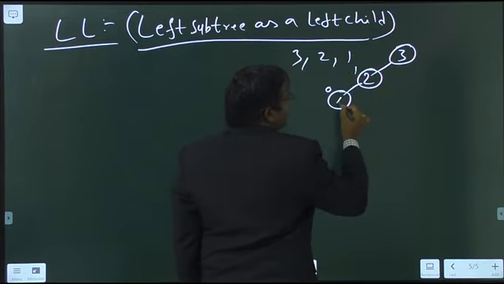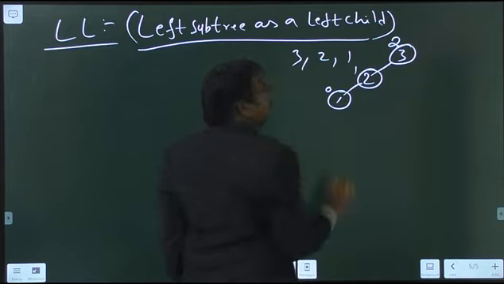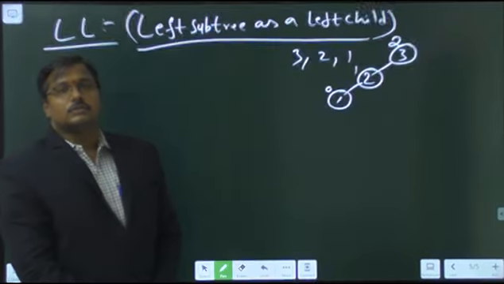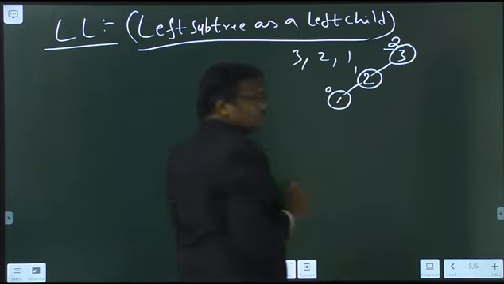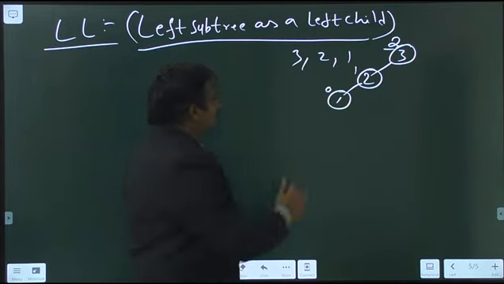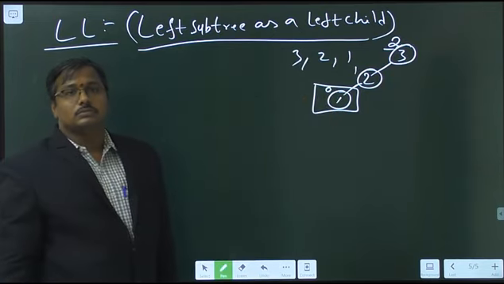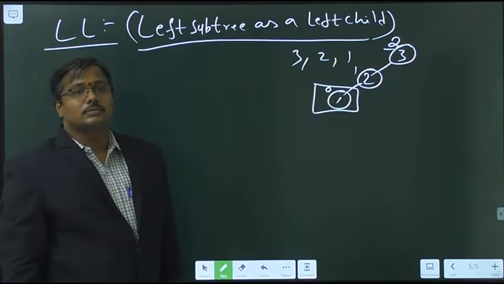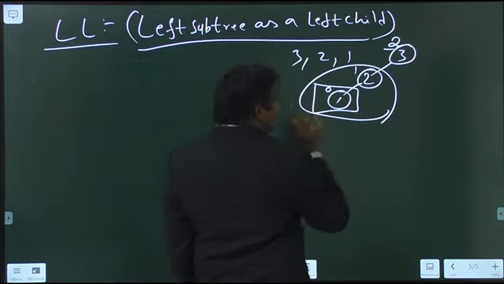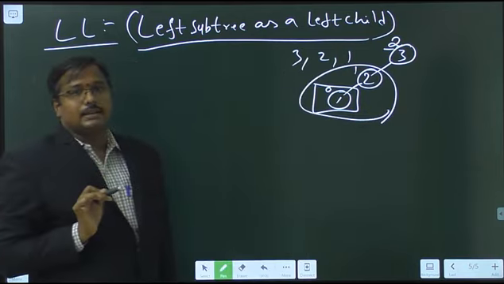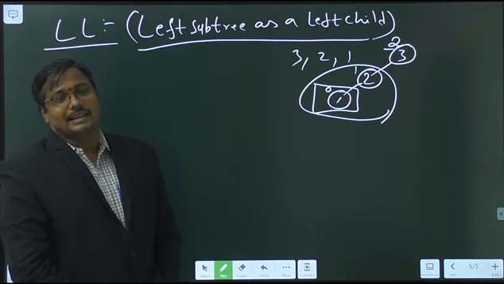For the root, the height of the left subtree is 2 and the height of the right subtree is 0, so the balance factor is 2. Whenever I insert one node and get 2 here, it means that inserting as a left child in a left subtree gives an imbalance. This kind of case is called the LL case.